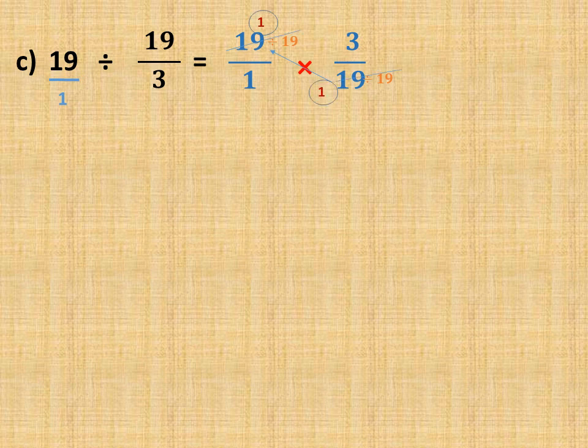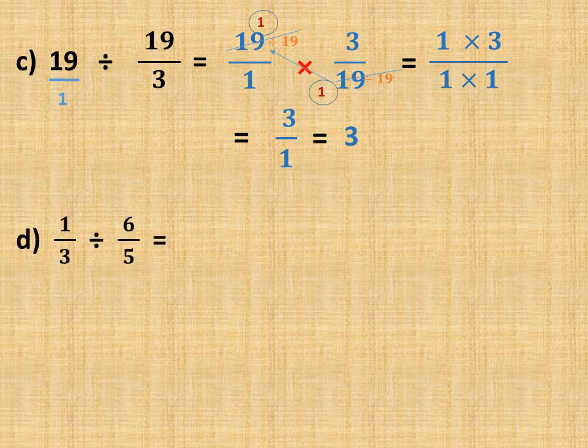Now, let's make up times up, down times down. So 1 multiply 3 over 1 multiply 1. So it will be 1 times 3 equals 3. 1 times 1 equals 1. Can we leave the answer in this form? No, we have to write it as a whole number in the simplest form. So 3 over 1 equals 3.